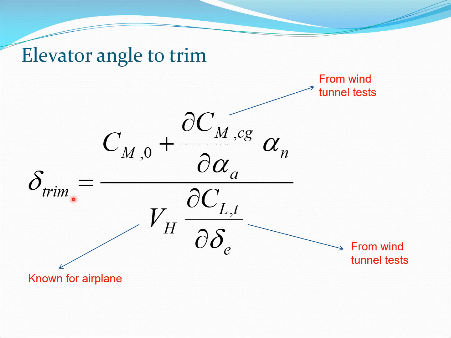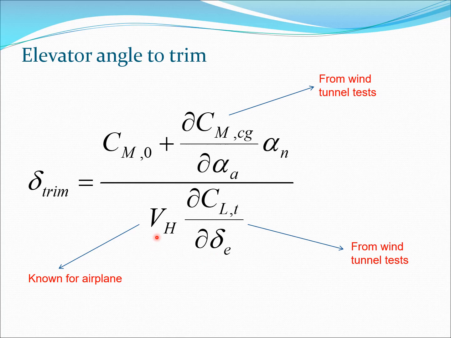So what happens here is that delta trim depends of course on CM0. It also depends on these two derivatives which are typically obtained from wind tunnel tests. So these are derivatives of CMCG and LT with respect to alpha A and delta E respectively. So you can get these results by making certain model specimen and testing them in wind tunnel.